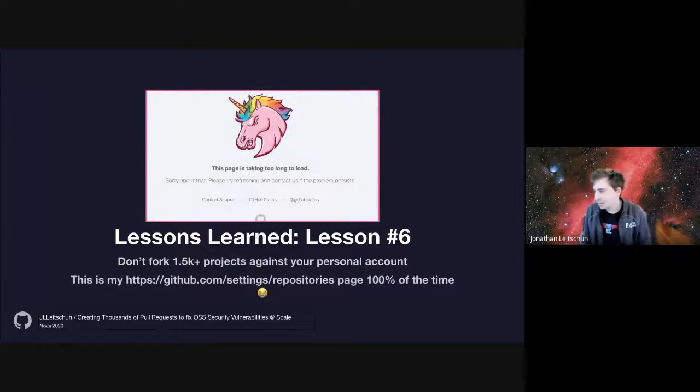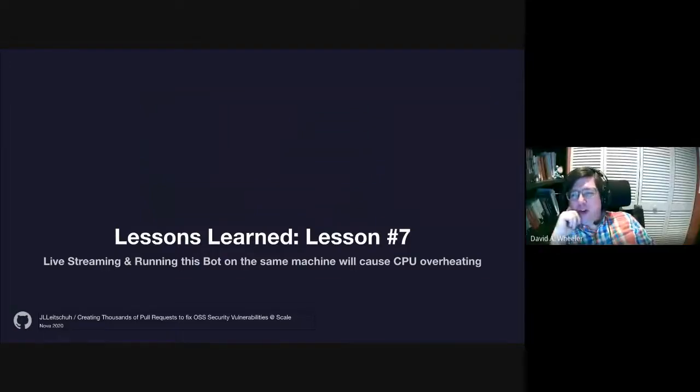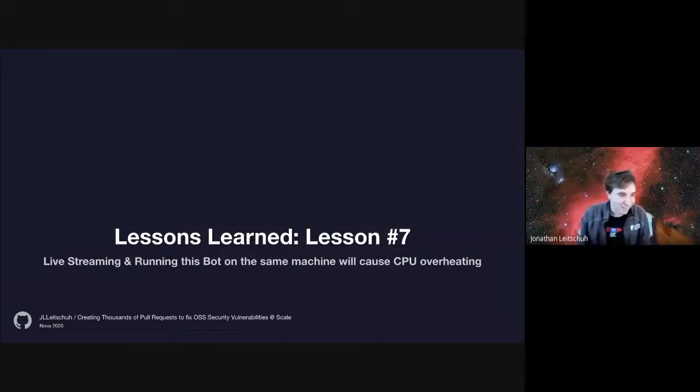That was my account. They fixed that. But if you went to github.com/jleitschuh, most of the time I would get the angry unicorn of this page is taking too long to load. They have fixed a lot of these things, and my page now loads much quicker, and I don't get the angry unicorn most of the time. But I learned not to fork things against my personal account because of this. Just most of the time, huh? Yeah. What's the recommended alternative, by the way? I will get there. Okay.